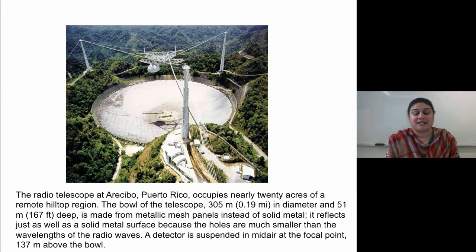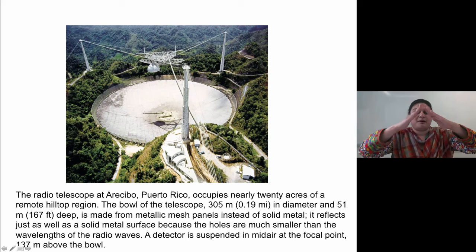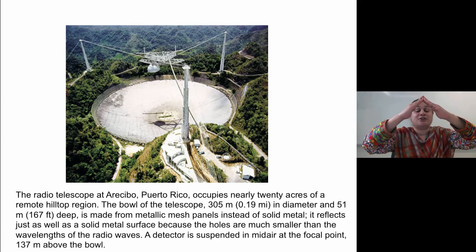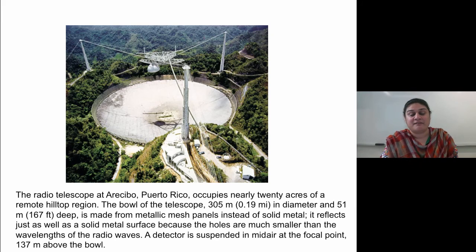It reflects just as a solid metal surface would, because the holes are much smaller than the wavelength of the radio waves. The detector, which is right here, is suspended in mid-air. It is at the focal point of this parabolic mirror above the surface. It's 137 meters above the bowl, and it's called a radio telescope.